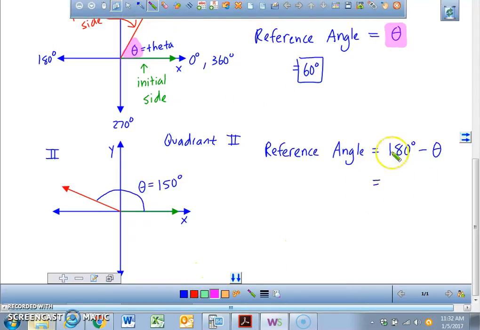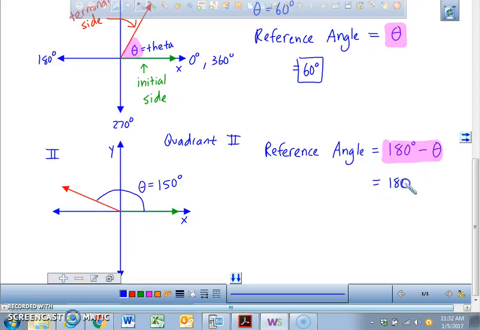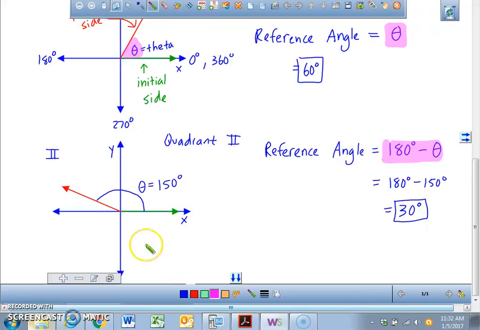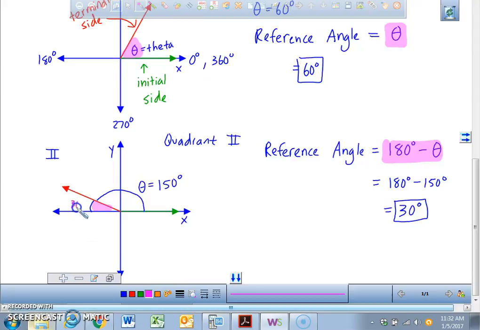That's the formula, that's the rule right here: 180 minus theta. So our reference angle would be 180 degrees minus 150 degrees, which in this particular case is 30 degrees, referring to this angle right in here. So this measure from here to here is your reference angle, 30 degrees. Your reference angle, everybody, will always be a positive number. It's never going to be negative. Your initial side and the way you turn it, the way you start your terminal side, might end up being negative, but your reference angle will always be positive.